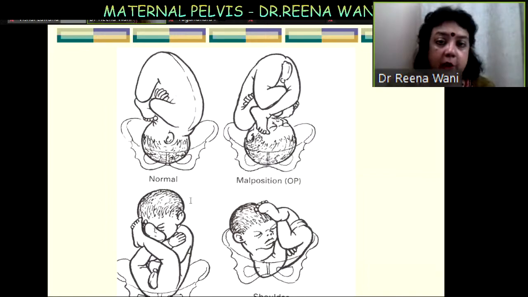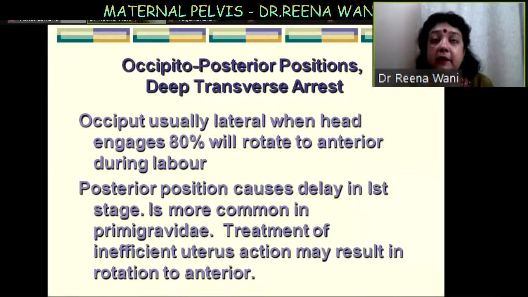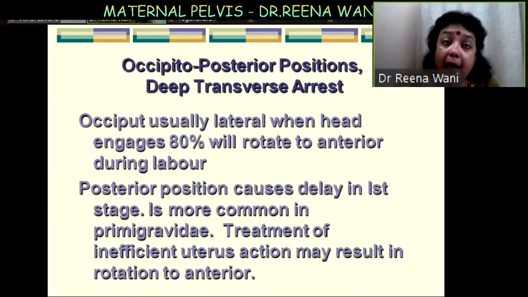And here, this is showing you a malposition of occiput posterior. This is showing you a podal presentation, which is breech. And here, this is showing you shoulder presentation. Now, I'm going to talk first about occiput posterior. If you remember, when I started the talk and talked about types of pelvis, I used the word deep transverse arrest. This can also be asked as a short note.